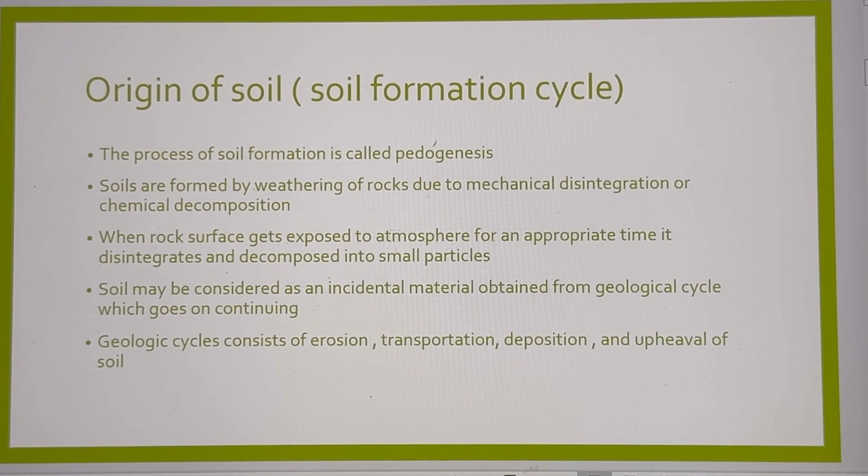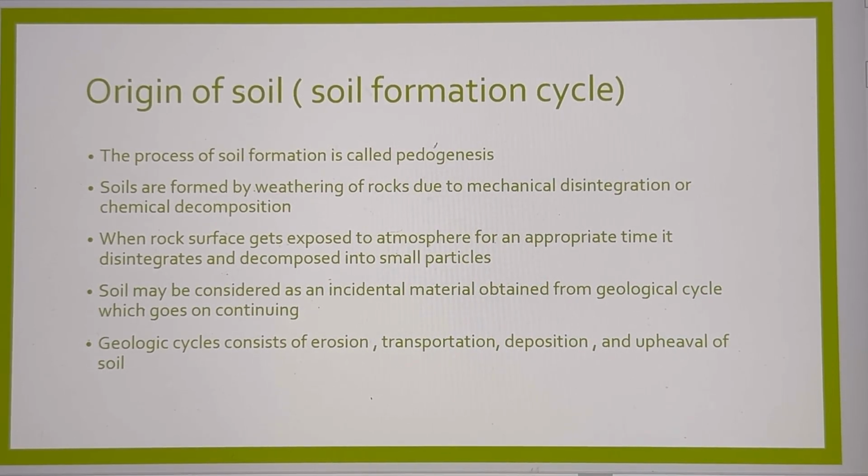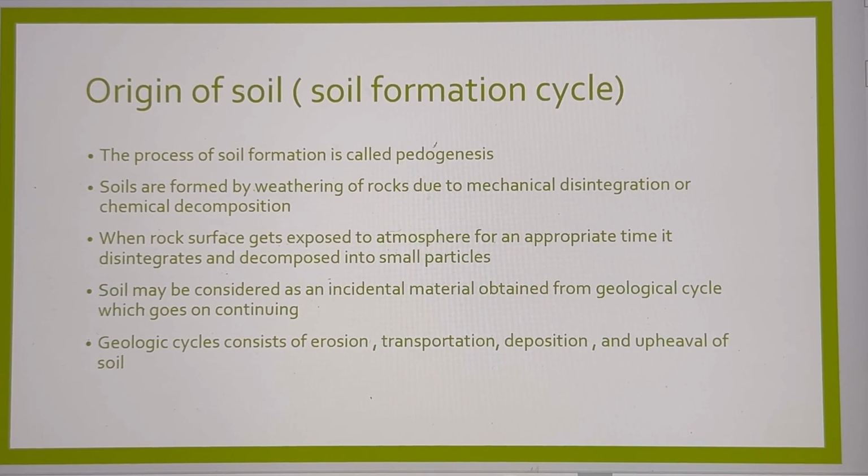Then we have the origin of the soil, meaning how soil is formed. The process of soil formation is called pedogenesis, and the soils are formed by weathering of rocks due to mechanical disintegration or chemical decomposition. When rock surface gets exposed to the atmosphere for an appropriate time, it disintegrates and decomposes into small particles, and these small particles are then transported through various agencies and deposited at some point. The geological cycle consists of erosion, transportation, deposition, and the upheaval of the soil.